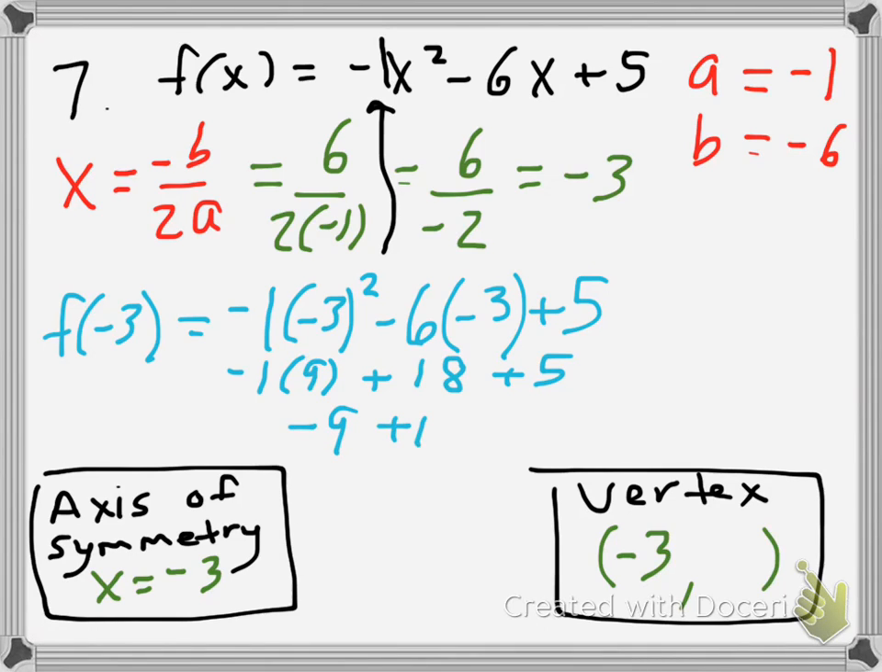Copy everything else the same, plus 18 plus 5. So -9 plus 18 is 9, plus 5, that would give me 14. So my y-coordinate was 14.